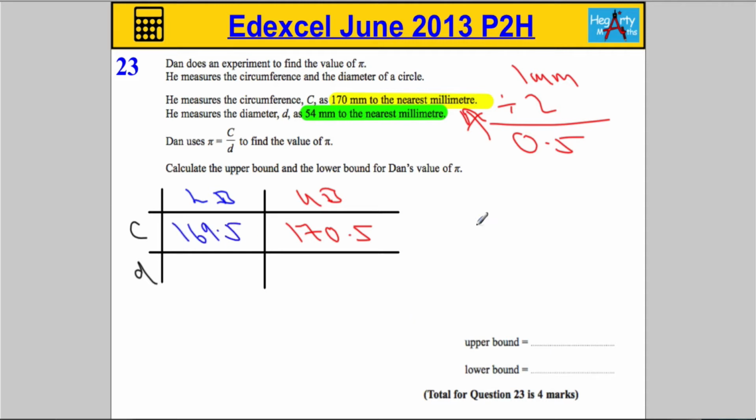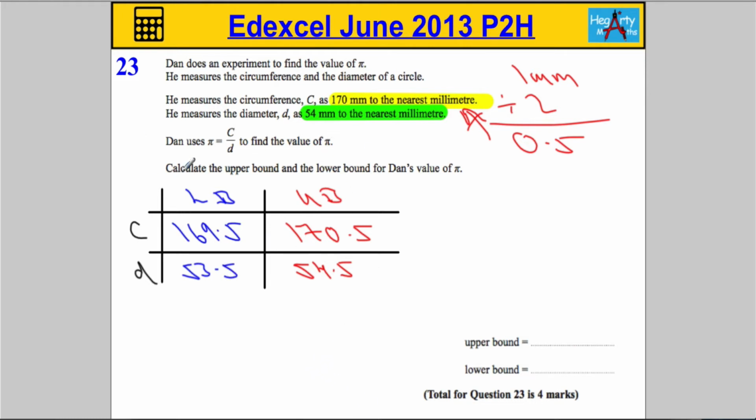We're going to do the exact same thing here with the diameter. To get the upper bound, I need to add on half a millimeter. To get the lower bound, I need to take half a millimeter away. So the upper bound is going to be 54.5. The lower bound is going to be 53.5.